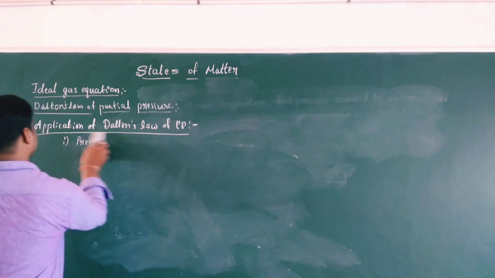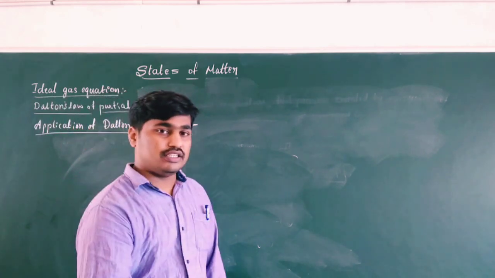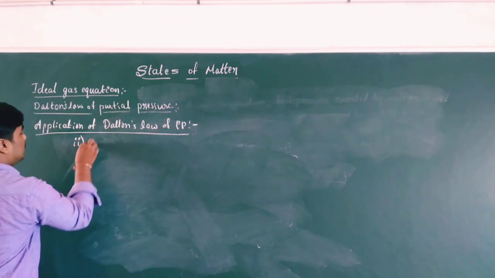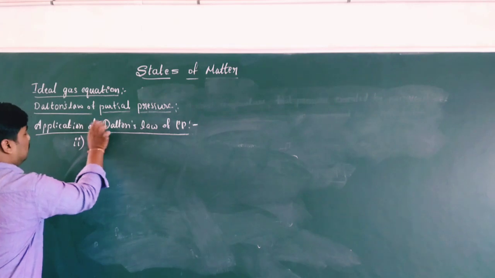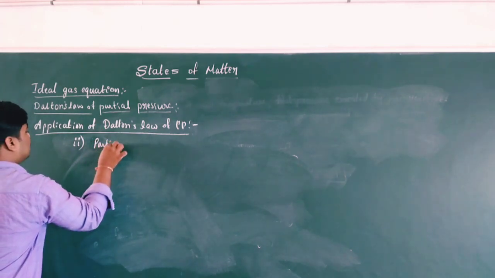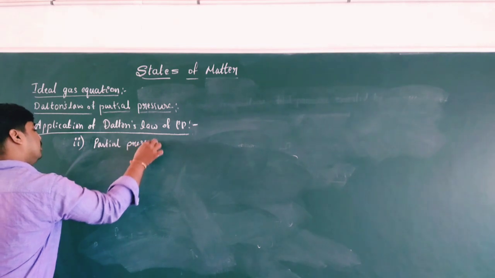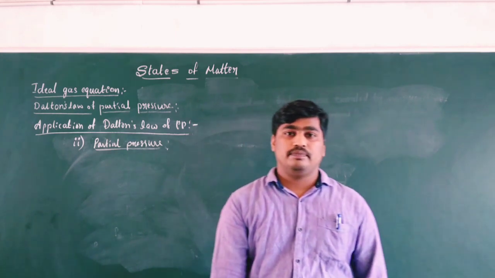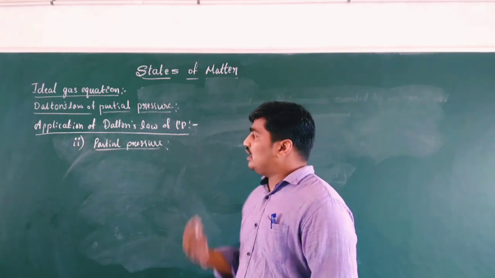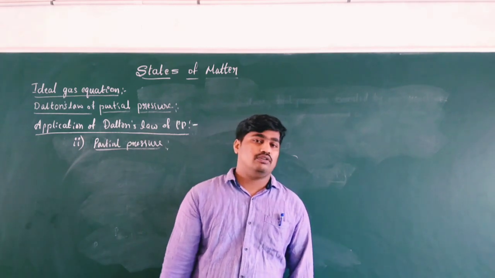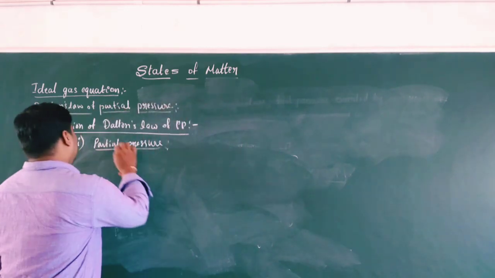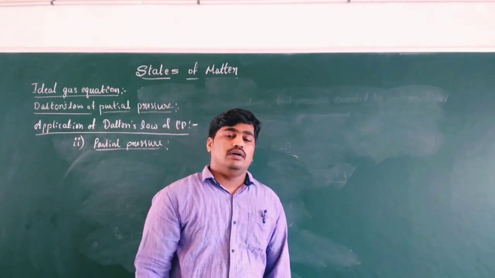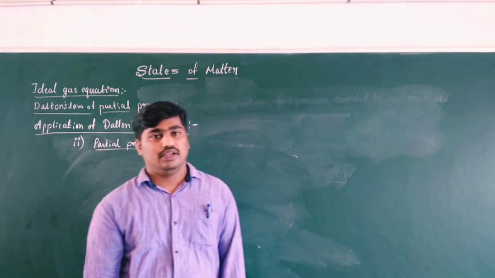Next, move on to the second application. The second application of Dalton's law of partial pressure is to calculate the pressure of individual gases. During the calculation of partial pressure, we use Dalton's law again. That is the second application. I am using Dalton's law of partial pressure and the PV is equal to nRT equation.